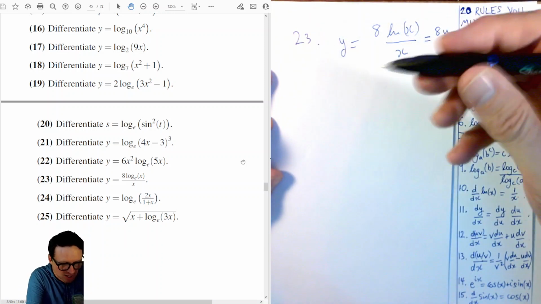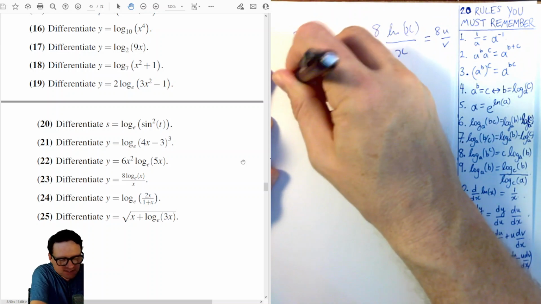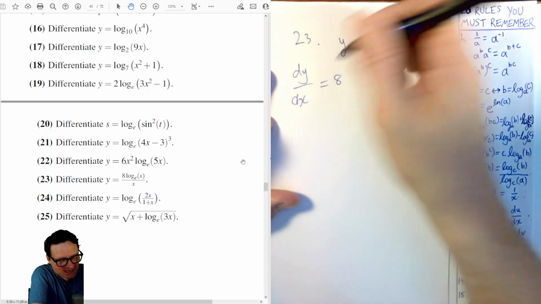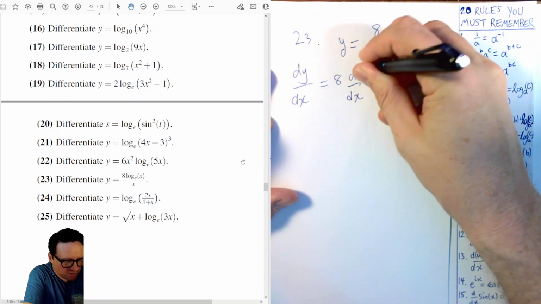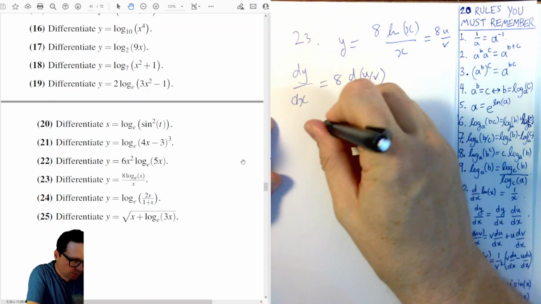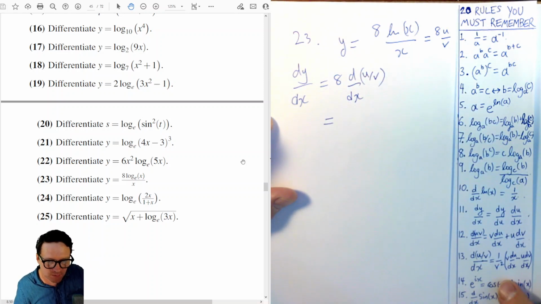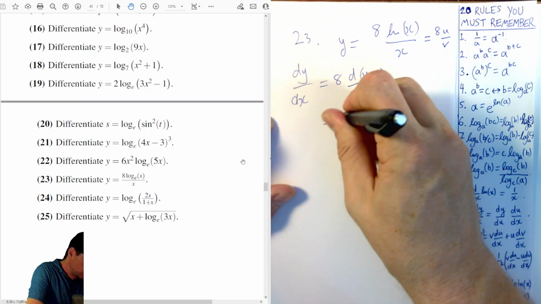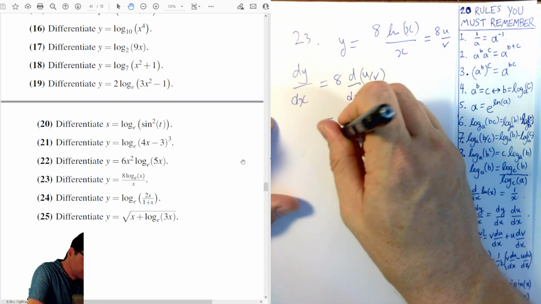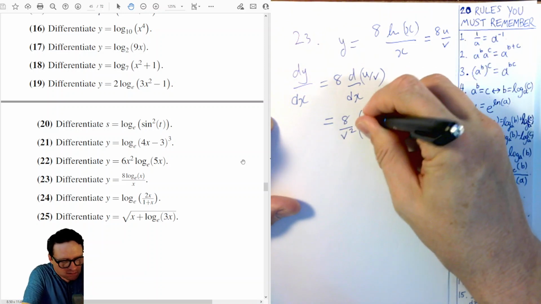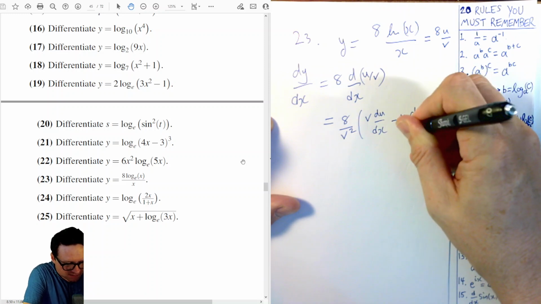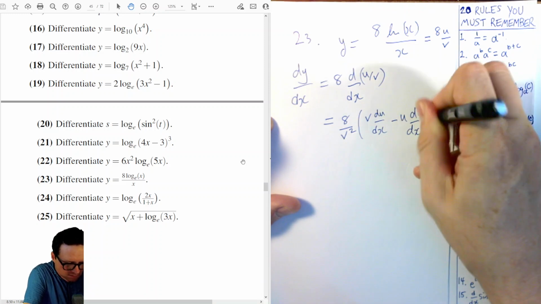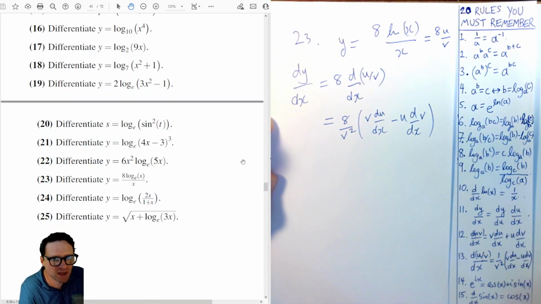All right, and so now applying d on dx to both sides, dy on dx is 8 d on dx of that quotient of u over v. And so now we want to use the quotient rule, which is rule number 13 down here. So we have 8 over v squared, v du on dx, minus u dv on dx, where v is x and u is ln x.